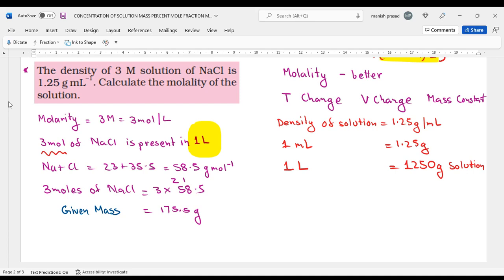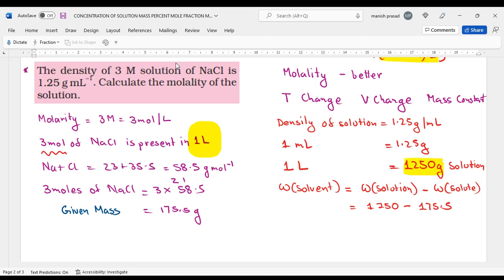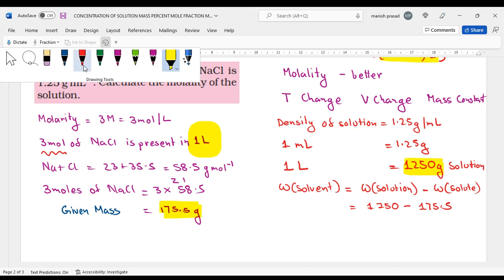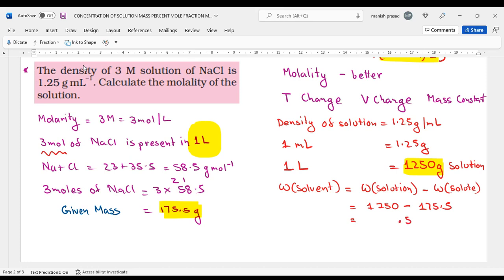Ab molality ka formula abhi humne dekha tha. In molality, we need the mass of the solvent. How will we get the mass of the solvent? By subtracting mass of the solute from the mass of the solution. So, solution aya 1250 minus mass of the solute aya 175.5. Here, look at this. Mass of the solution we have found out. Mass of the solute we have found out. Dono ko subtract kar diya, to kitna aya? 1074.5 grams. But we need the mass of the solvent in kg.